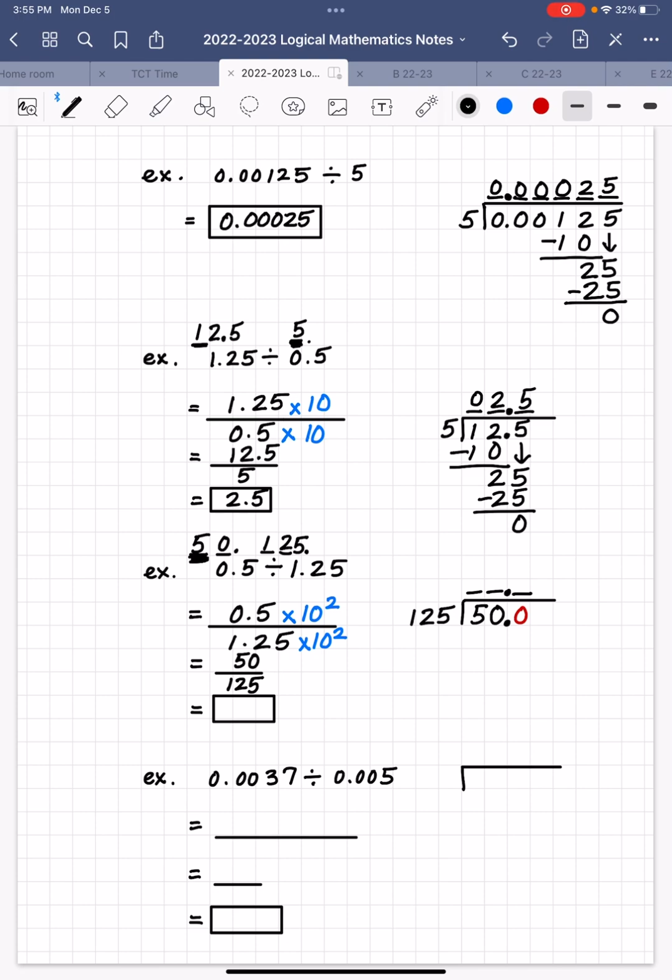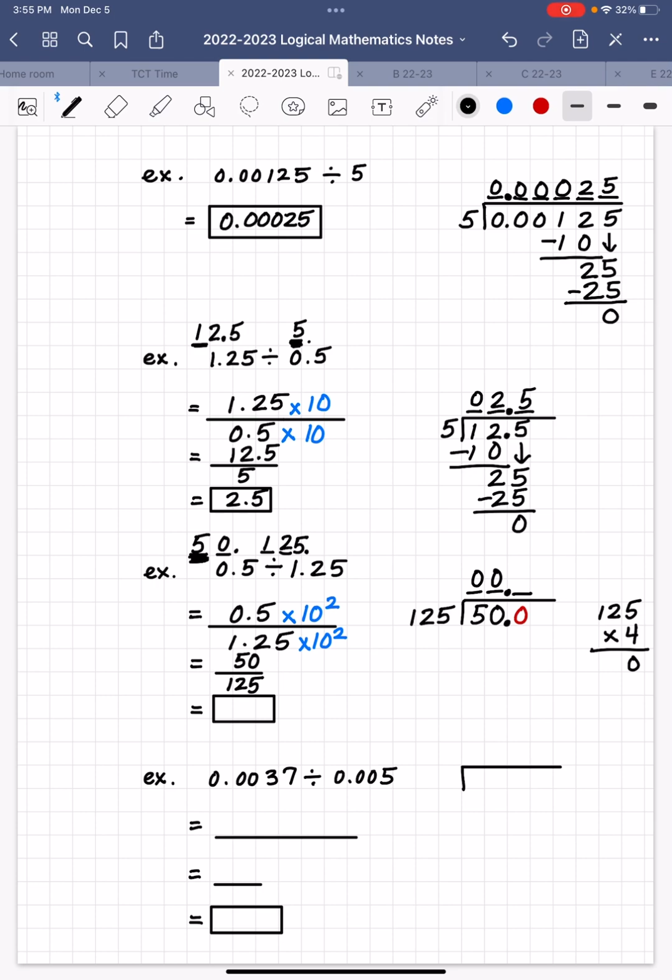All right. How many 125s are there in 5? 0. How many 125s are there in 50? 0. How many 125s are there in 500? Let me take a guess and say 4 of them. Let me do my multiplication off to the side. If this is too high, then I know I can go lower than 4. If it's too low, then I know I can go higher than 4.